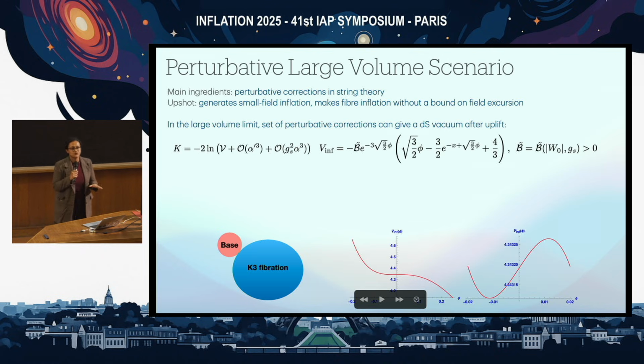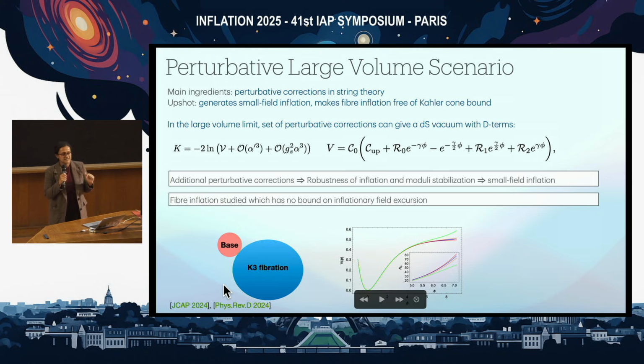The models that I'm going to show you in my talk are from the setup that I'm going to consider, a perturbative large volume setup. If you are familiar with KKLT and LVS, I can explain more if you come to my poster. This perturbative large volume scenario is an improvement on KKLT and LVS because it does not exploit any non-perturbative effects. The scalar field in this case is the whole six-dimensional volume. The upshot of this scenario is that it is a small field inflation, which means it is in compliance with the de Sitter swampland conjectures.